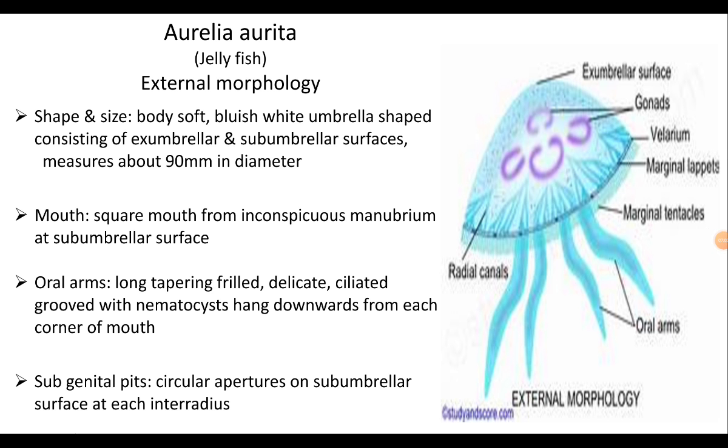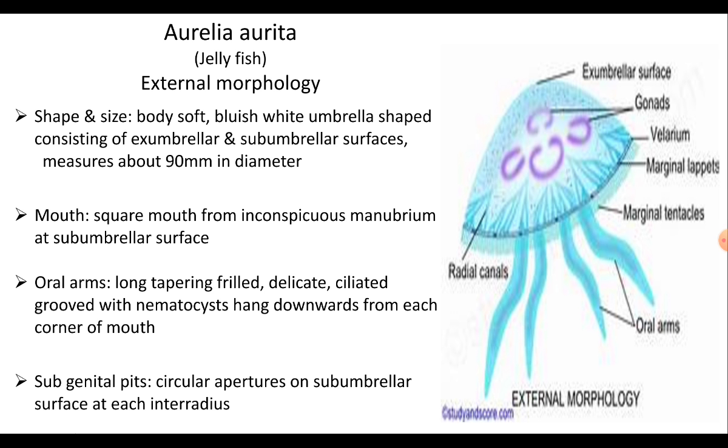The subumbrellar surface bears a circular aperture, and it leads into a small shallow cavity called the subgenital pit, which is lying immediately beneath the gonad, and its function is unknown. Just above each subgenital pit within the umbrella is a horseshoe-shaped and frilled gonad, which is red or purple in color, and the free arms of all the 4 gonads are directed towards the center of the umbrella. One important point is that there is no connection between the gonads and subgenital pits.